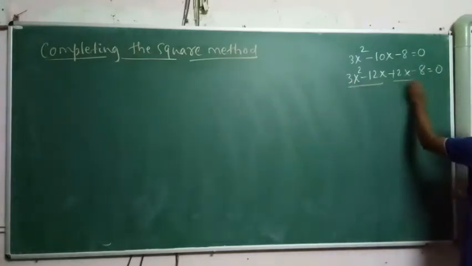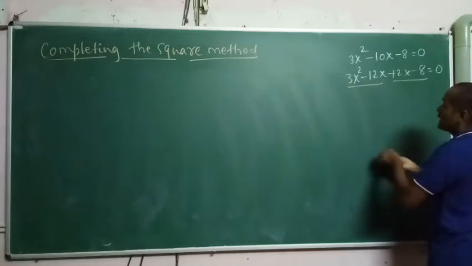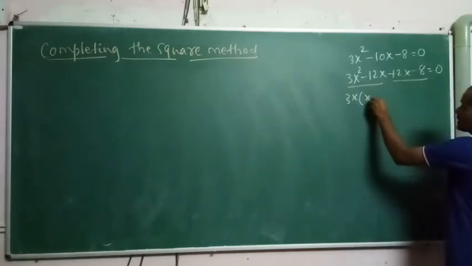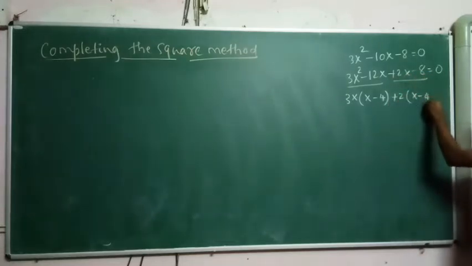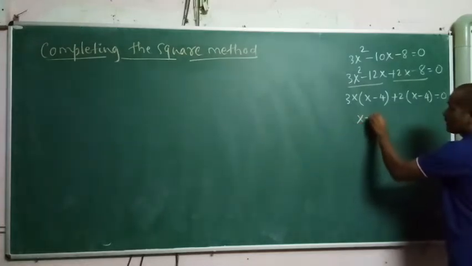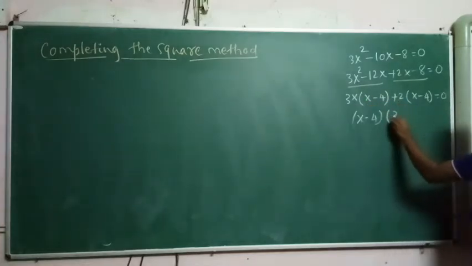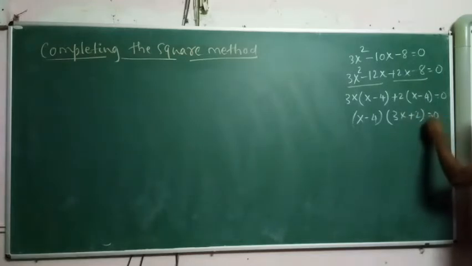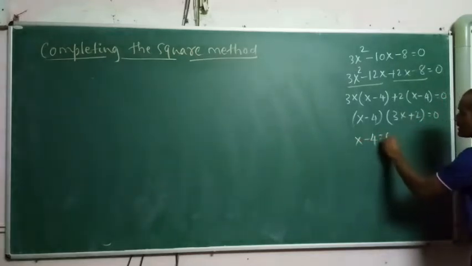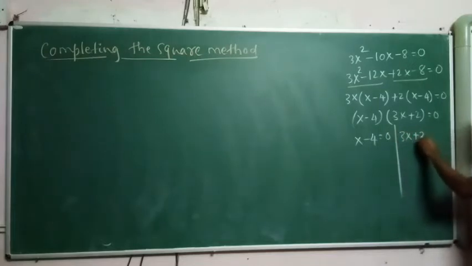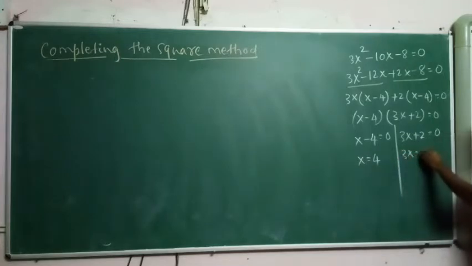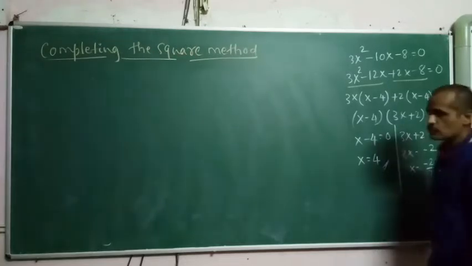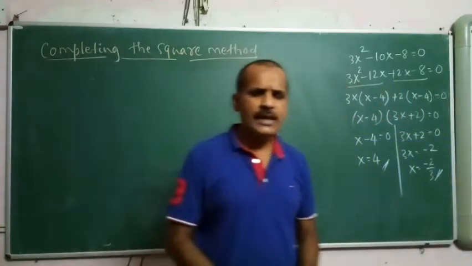It is grouping. I can take 3x as common into bracket x minus 4, and I can take 2 as common into bracket x minus 4, is equal to 0. So x minus 4 into 3x plus 2 is equal to 0. x minus 4 is equal to 0, so x is equal to plus 4. 3x plus 2 is equal to 0, so 3x is equal to minus 2. Therefore, x is equal to minus 2 by 3. These are the two roots of the equation. Right?